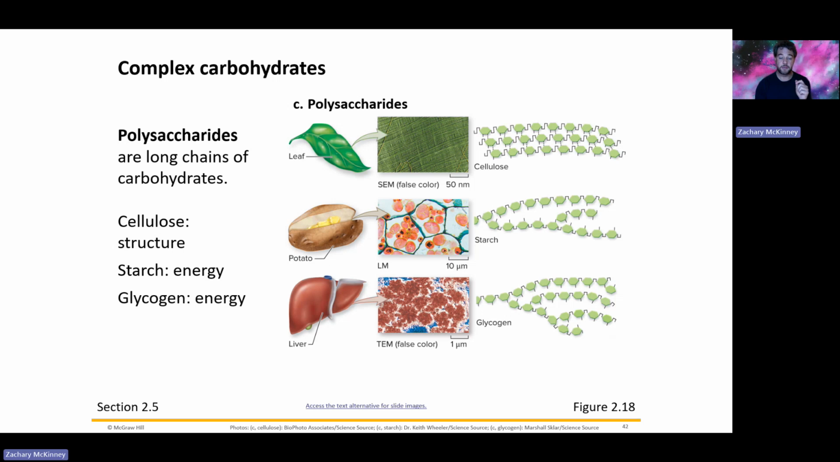Okay. So again, if the plant or the animal is producing a lot of glucose or is consuming a lot of glucose and it doesn't need that immediately, it's not trying to grow or reproduce or make anything, then plants and animals will take that excess simple sugar and polymerize it into these complex carbohydrates where it can be stored.